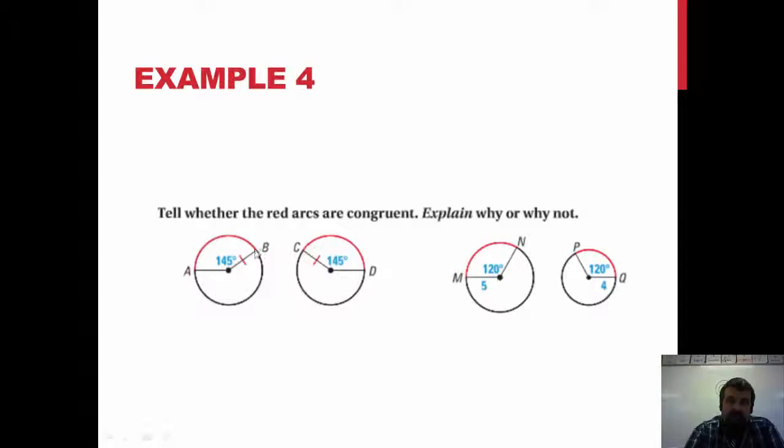Arc AB has a measure of 145. Arc CD has a measure of 145. Measures the same, circles are the same size. Those two arcs are congruent because they have the same measure and are the same size circles.